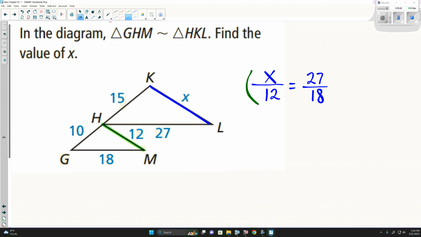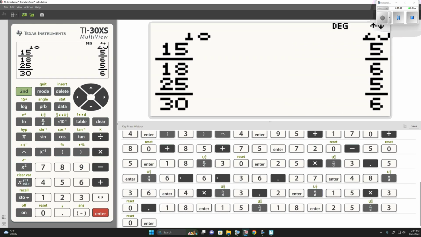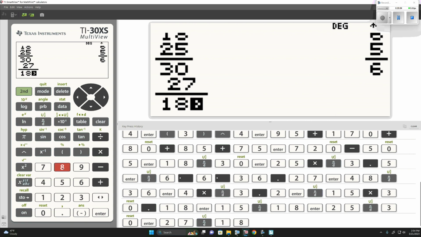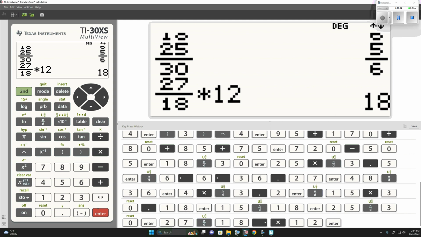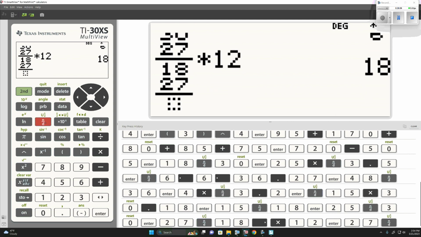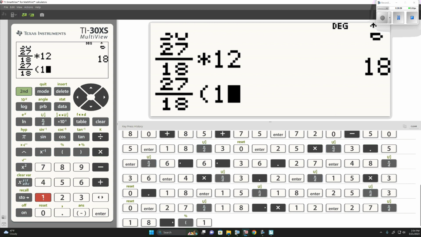Now what can we do next? Multiply both sides by 12. And as we just saw in the previous one, the 12 and 12 will simplify, yes, cancel out, leaving us with x. On the other side, we have 27 over 18 being multiplied with 12. Yep, we can do 27 over 18, parentheses 12. And we get 18.